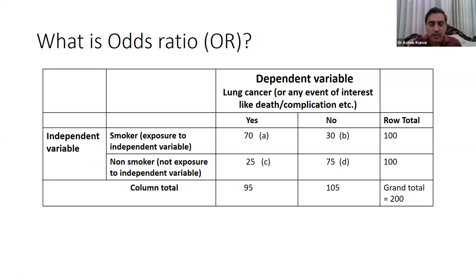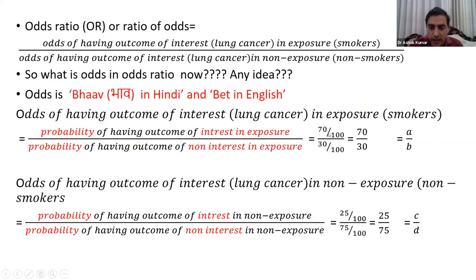And divided by the probability of the non-outcome of interest in exposure. Exposure here is smokers and the non-interest outcome is no lung cancer. So it is 30 by 100. This is a probability. So this is 70 by 100 divided by 30 by 100. And when we calculate, the 100 and 100 will cancel, so it is 70 by 30.